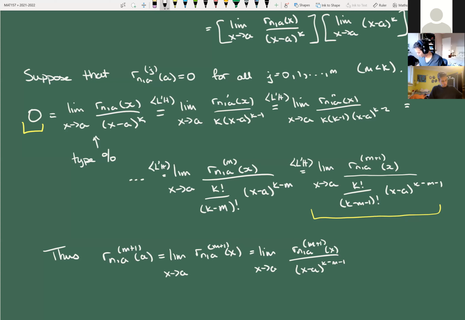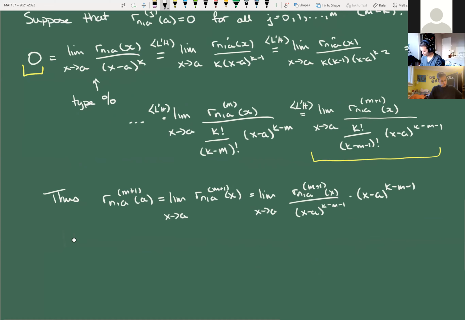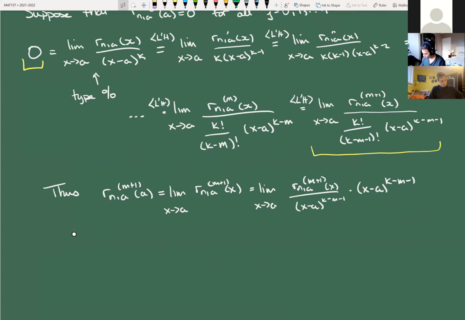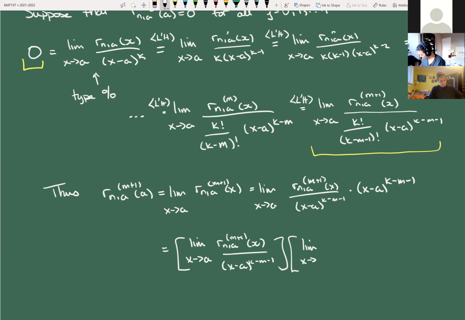It's getting a little bit messy. Divided by (x minus a) to the k minus m minus 1, times (x minus a) to the k minus m minus 1, like that. Again, both limits exist by assumption, so I can break this up using the limit laws. I don't want to write all this down again, but things we do in the name of rigor. You're all smart, I probably could have just said by the limit laws, this is equal to 0.